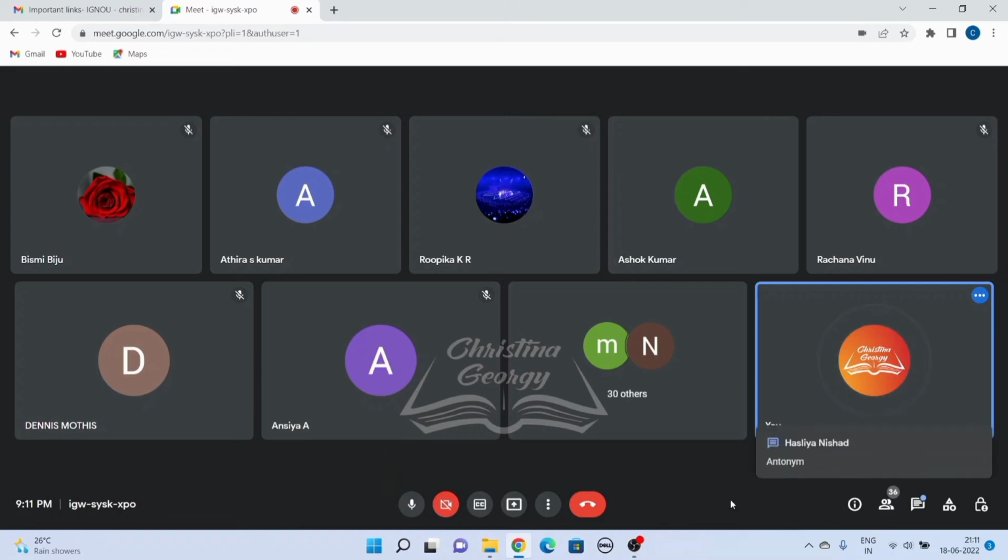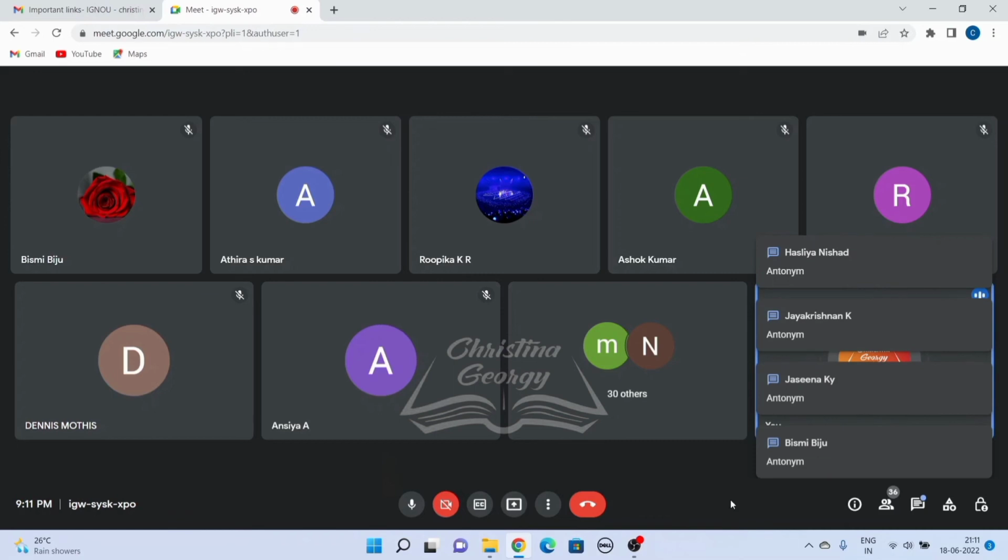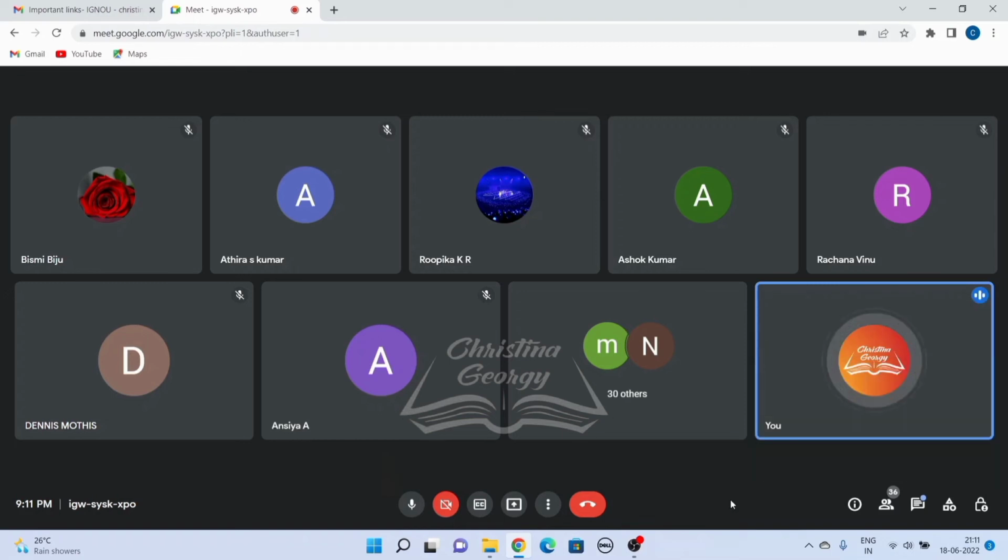Yes, correct. Haslia. Yes, everybody has answered correctly. Just remember, antonyms: anti, opposite. Alright. Antonyms are opposites, whereas synonyms are similar meanings. So the term antonym is used to refer to words which have an opposite meaning.